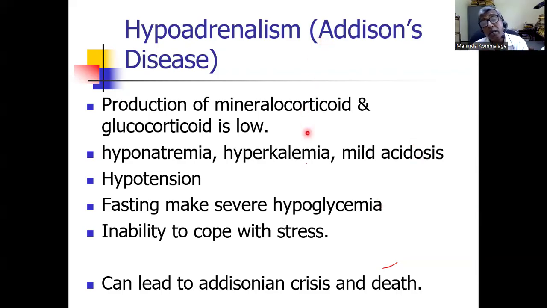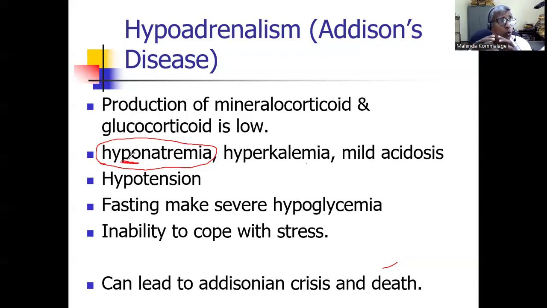Cortisol and aldosterone production is low. You can understand, if there is low aldosterone, sodium reabsorption will be impaired and sodium level will reduce. We call this hyponatremia, low sodium, because, as I already explained, sodium reabsorption is impaired. Hyponatremia means the sodium level decreases in the body.